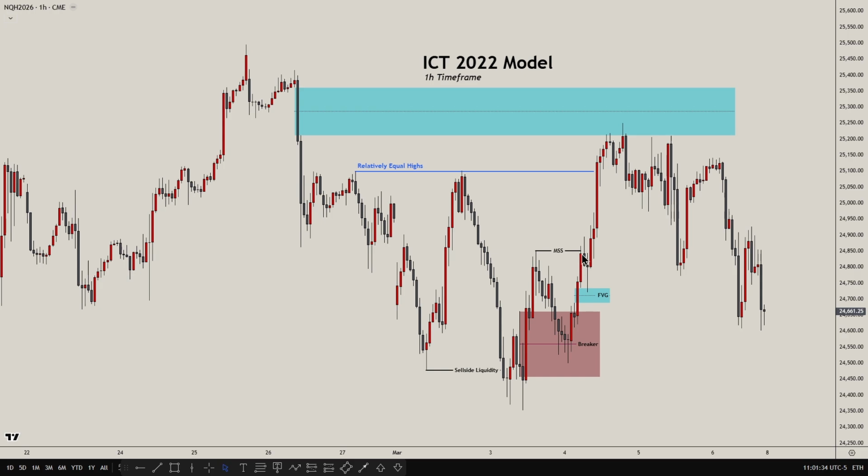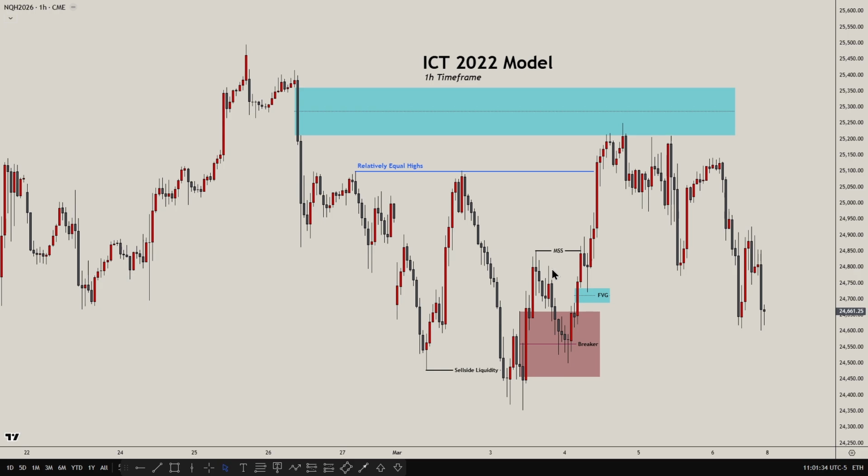So as this wick comes into that high and it engages this pool of liquidity, this engages a market structure shift. Why? Well, because we've already taken out sell side liquidity and we are looking higher to go into the relatively equal highs. Now, we do not need to predict where it's going to reverse. We just look for the signatures after it has already reversed to confirm that it's indeed going to trade higher into the relatively equal highs.